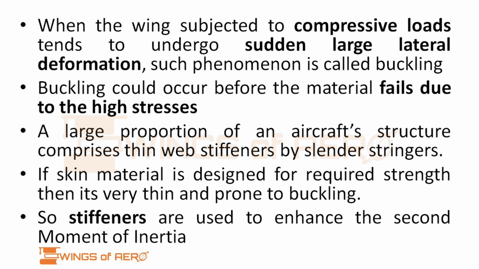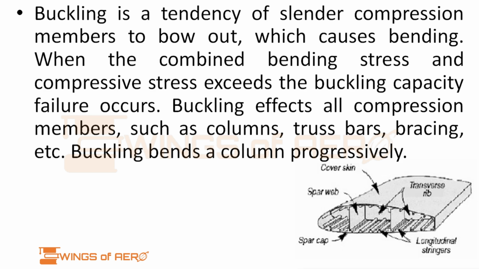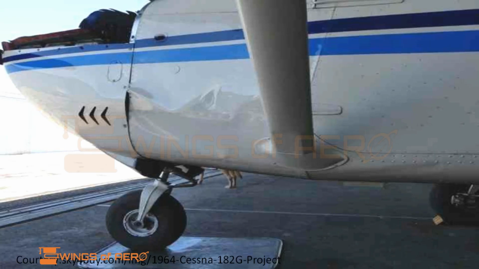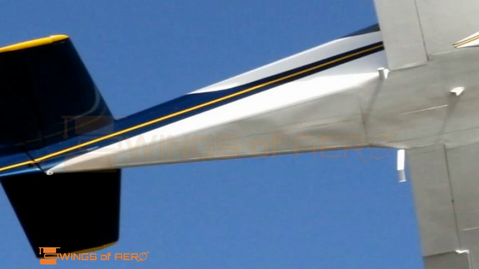What is meant by second moment of inertia? That means when we apply a load onto a material, it has a capacity to resist twisting or bending. This is an example. You can see the aircraft tends to buckle due to a compressive load across the fuselage structure. And this is another figure, showing buckling at the bottom part of the fuselage of a Cessna aircraft.